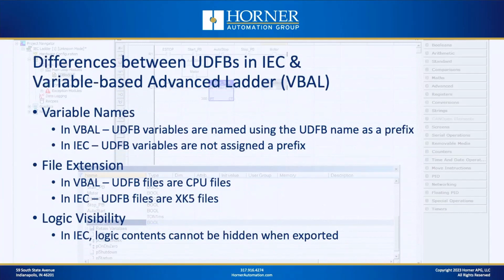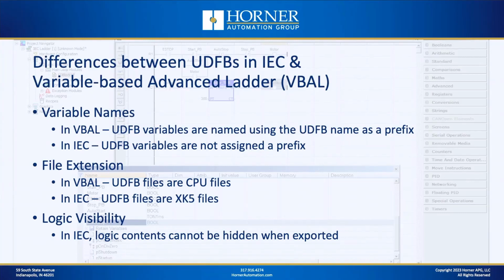Okay, now let's talk about some of the differences when you're using and creating user-defined function blocks in our IEC editor versus our variable-based advanced ladder editor. Let's start with variable name. So in variable-based advanced ladder, you're going to go through that same workflow that I just described. That part doesn't really vary any. But the variable names that are used inside the UDFB for variable-based advanced ladder, they use the UDFB name as a prefix. So let's say you've got a UDFB named convert and you have a variable named enable. Well, in variable-based advanced ladder, that variable name effectively is going to be called convert.enable. That's just the way it's going to be nomenclated, if you will.